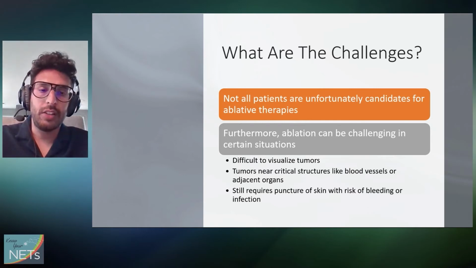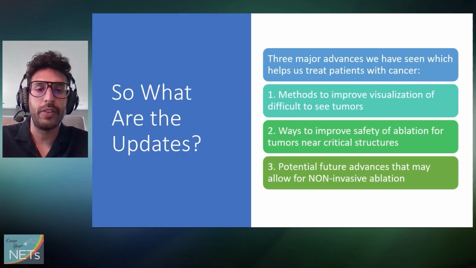Aside from that, there's a lot of challenges with ablation, and there's some certain challenges that I'm going to talk about that will be sort of the focus of today's talk. Is how can we overcome some of these challenges with ablation? These challenges include that the tumors can be very difficult to visualize. The other thing is that tumors near critical structures like blood vessels or adjacent organs can be damaged if you burn or freeze them. And then, even though it's minimally invasive, still it requires a needle going through the skin, so there's always a risk of bleeding or infection. So I'm going to focus on these 3 things and what the improvements lately that we've sort of been developing in our field to sort of overcome these.